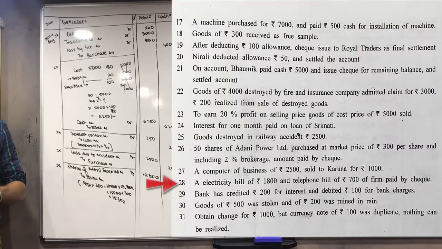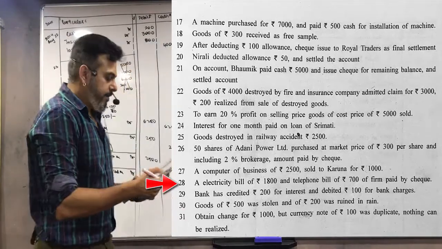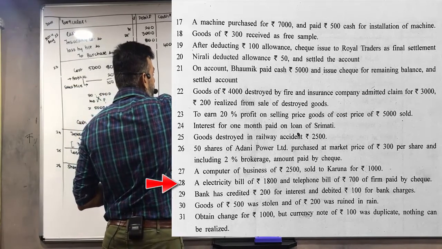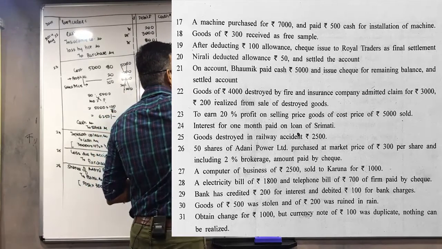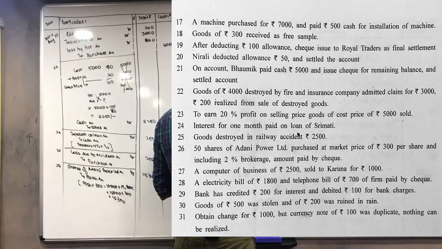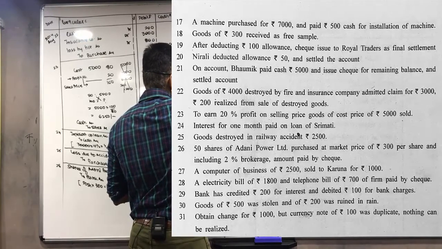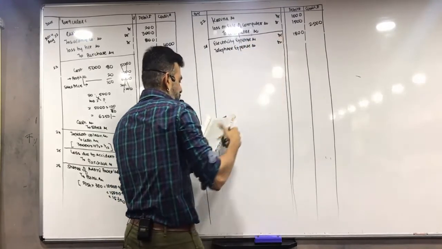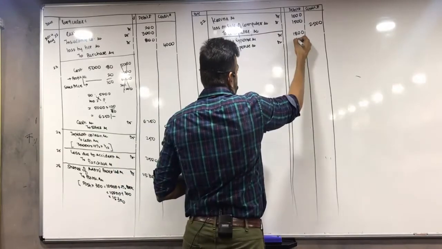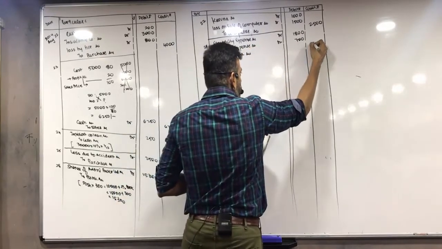Next, electricity bill of 1800 and telephone bill of 700 paid by check. 28: electricity expense account debit 1800. Then telephone expense account debit 700. Paid by check, so to bank account 2,500.